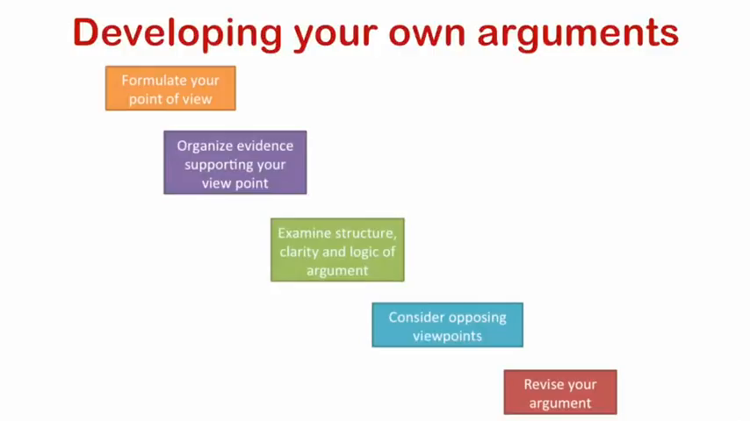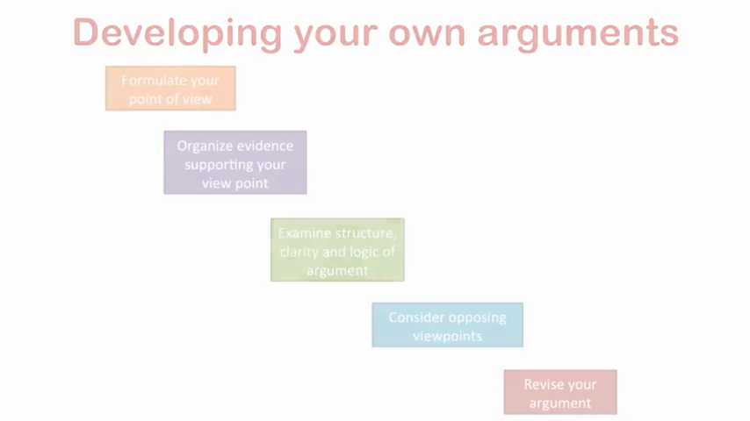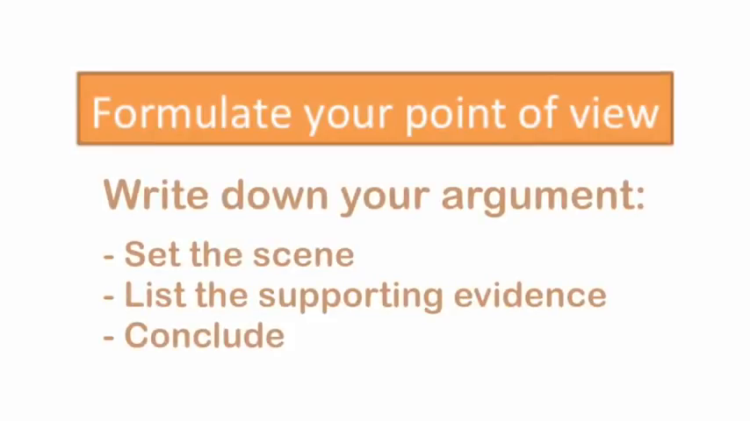In a similar manner as we've seen when assessing the arguments of others, there are 5 key steps to follow to be able to develop your argument. The first step is to formulate your point of view. Formulate in your mind the outline of your argument and ask yourself, what point do I want to get across and how will I be able to convince my audience? Then write down your argument.